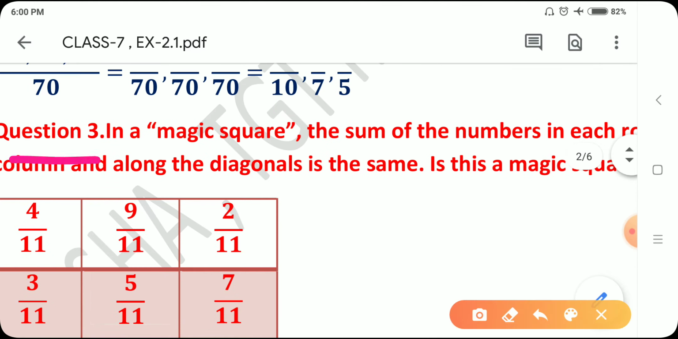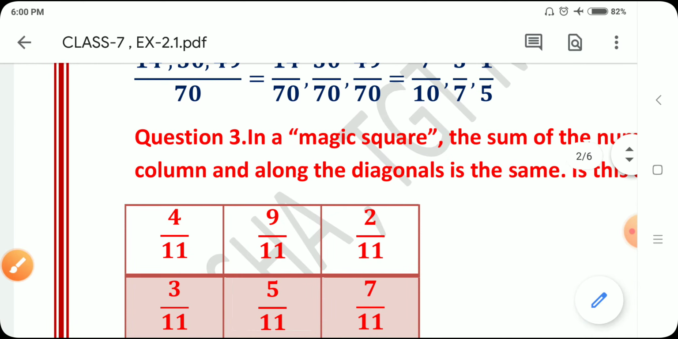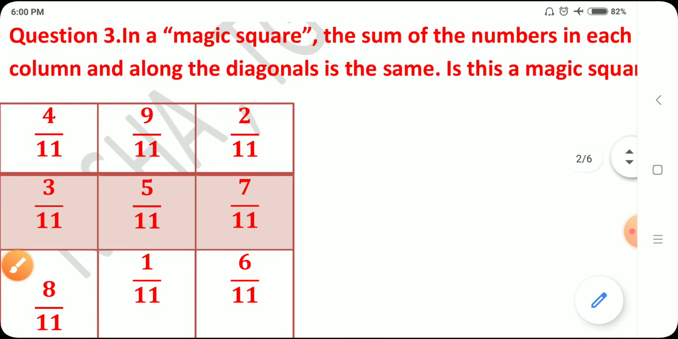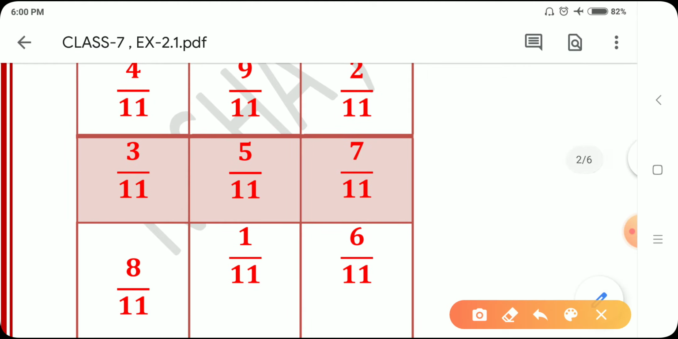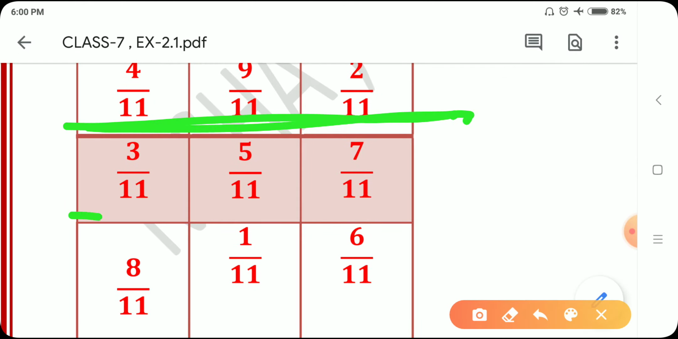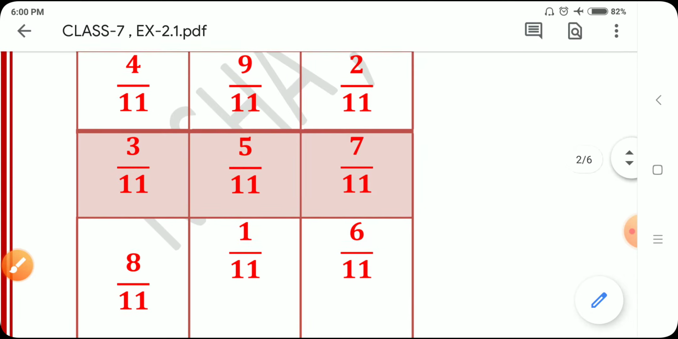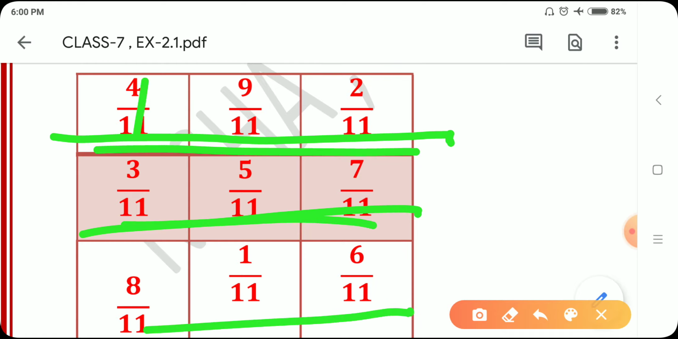So our question number 3 is: in a magic square the sum of the numbers in each row, in each column and along the diagonal is the same. Is this a magic square? Now, a magic square is a square where the numbers in the first row, second row, third row, the sum will be the same. Each row will have the same sum, and each column will be the same.